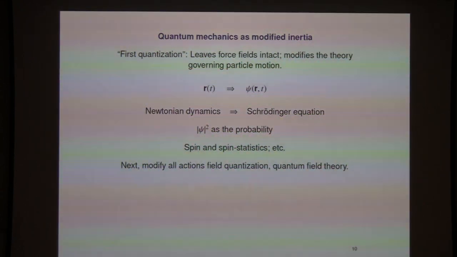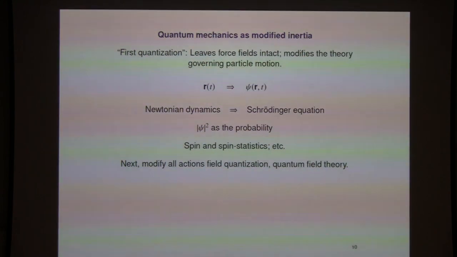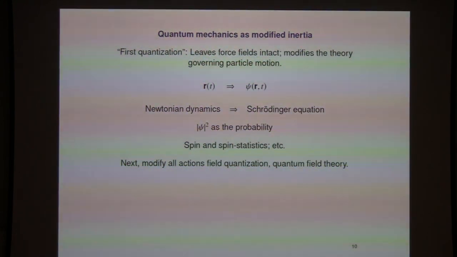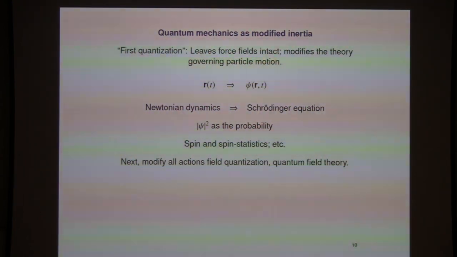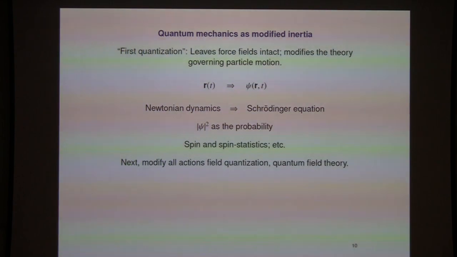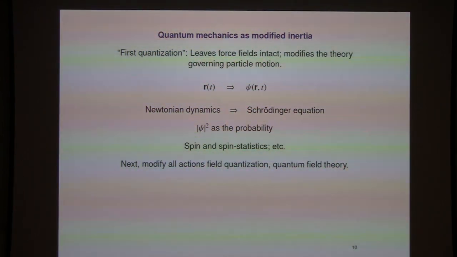What is T mu nu? T mu nu you basically get from varying the matter actions with respect to the metric. So if you don't touch the matter actions, you don't change T mu nu. The fact that T mu nu enters into the equation of gravity doesn't modify T mu nu itself, doesn't modify the matter actions.